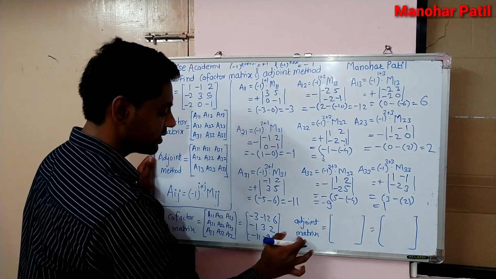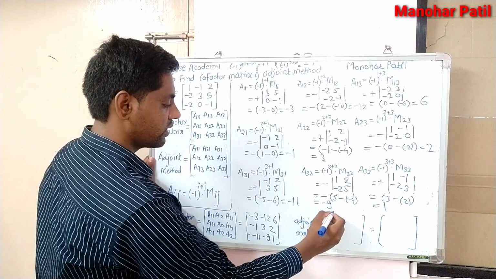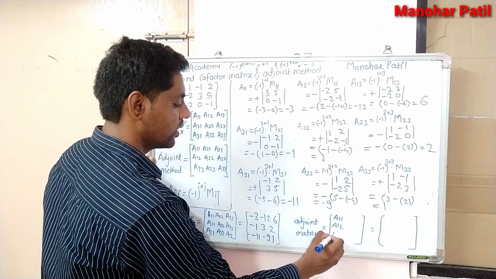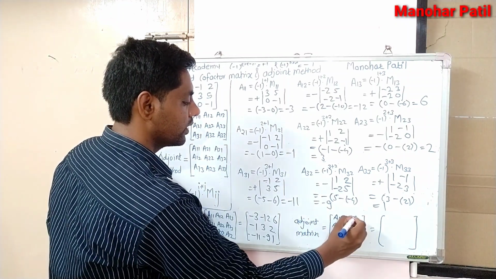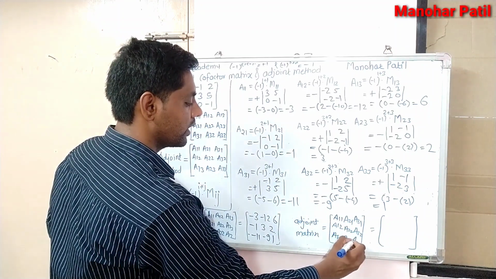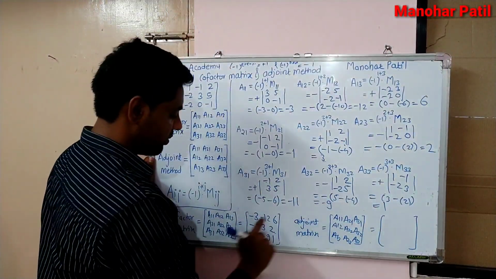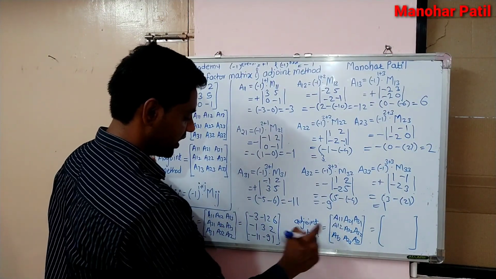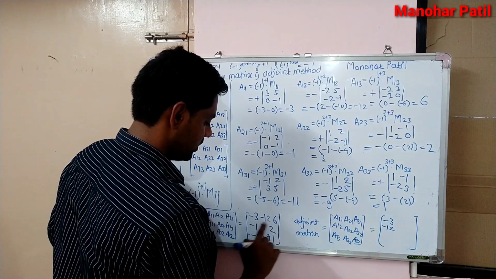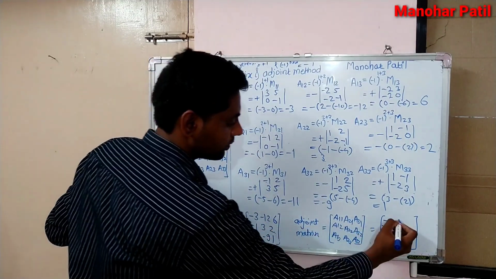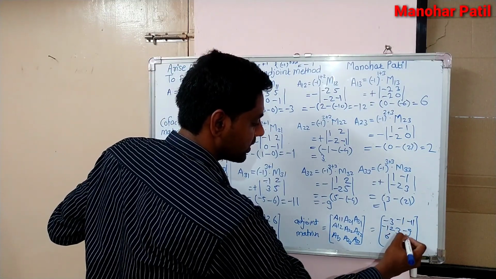And we know that the adjoint matrix is nothing but the transpose of the cofactor matrix. So transpose of the cofactor matrix means A11, A12, A13, A21, A22, A23, A31, A32, A33. So write down this cofactor matrix into the adjoint matrix. So the answer of the adjoint matrix is minus 3. Write down the row into the column: minus 12 6, minus 1 3 2, minus 11 minus 9 1.